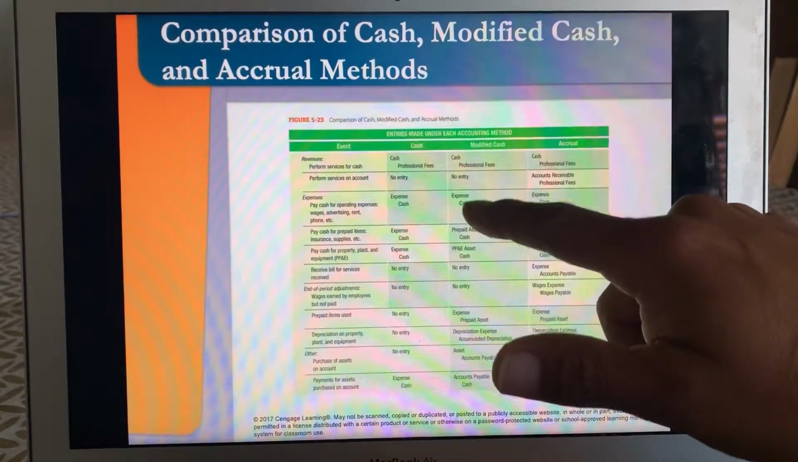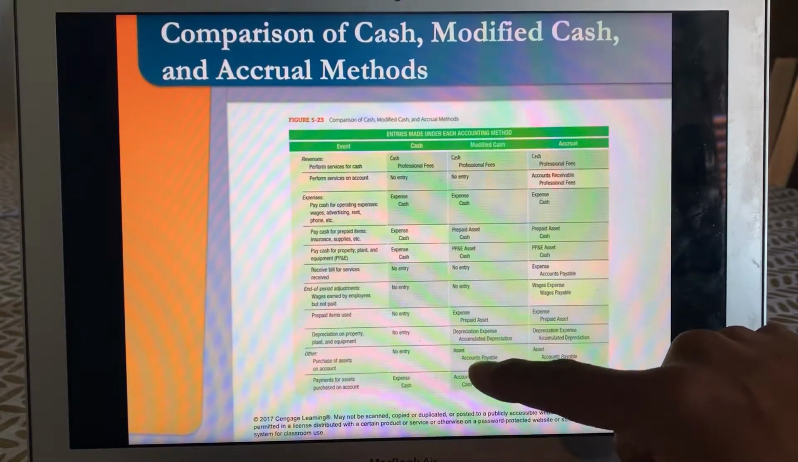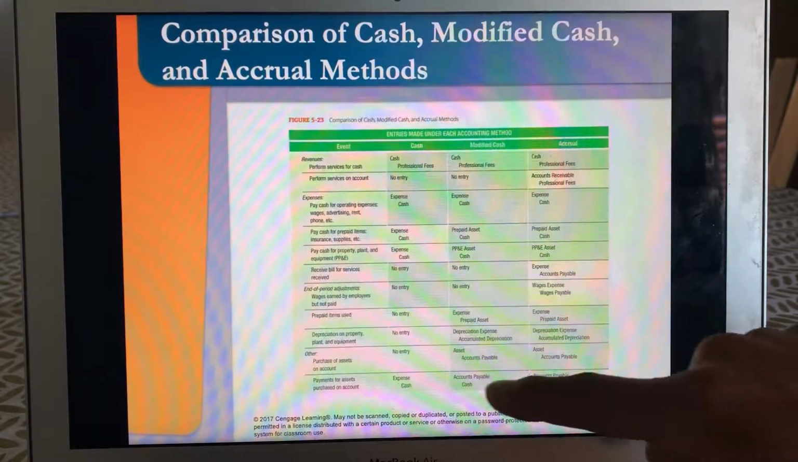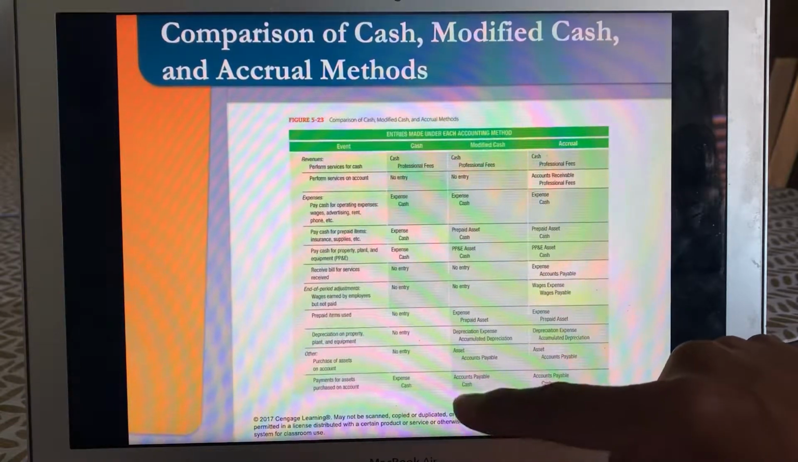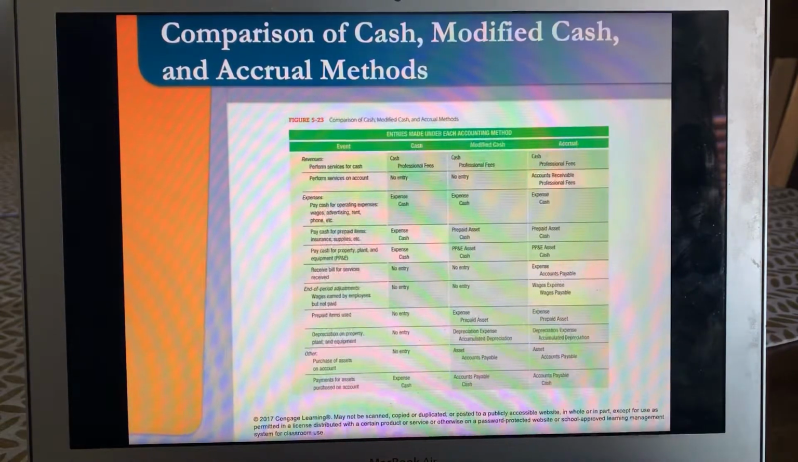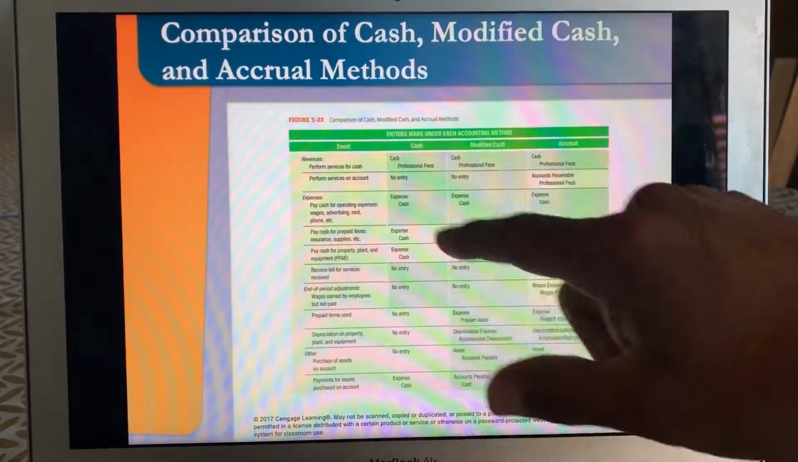And by the way, these are examples of how the journal entries should be done. So this asset will be debited, accounts payable will be credited. Similarly down here, asset, accounts payable, and then cash. So that's payment of assets purchased on account. So here's how you do the journal entries.